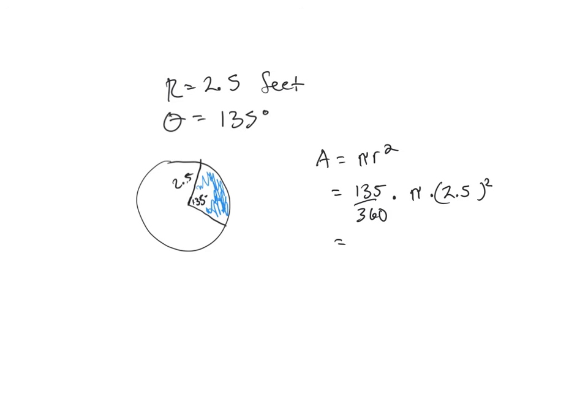Times pi times 135. Divide everything by 360. And I get 7.36 feet squared. Remember, it's feet squared for that area of the pie.